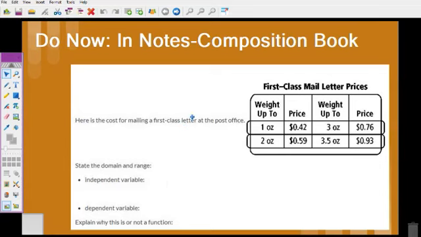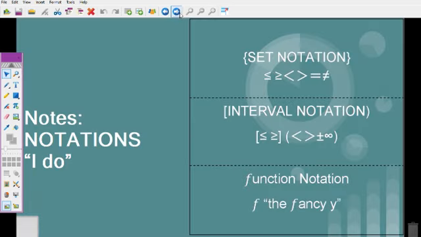Okay, so after you've completed your do now, then we're going to start on the notes and we'll go through the do now later. But as you're going through this, just make sure for the do now, you are writing in your notes composition book and you're analyzing this table. State the domain and range. So the independent variables are, dependent variables are, and explain why this is or is not a function to you. Okay. Now let's get started on our notes.